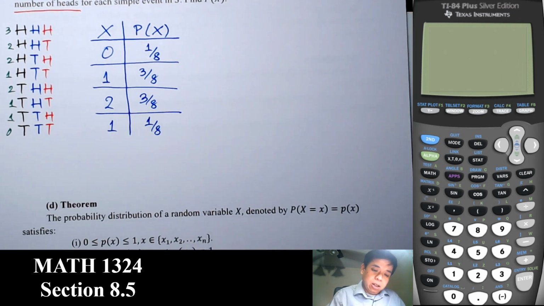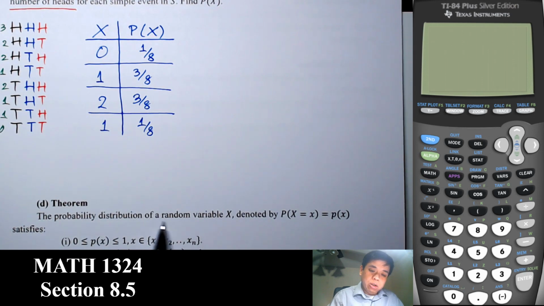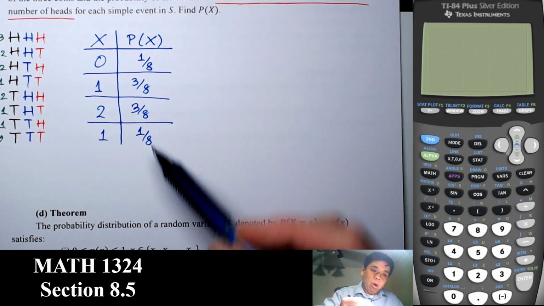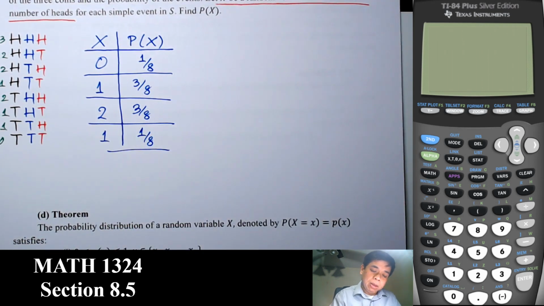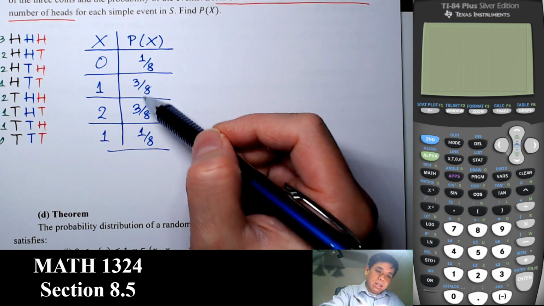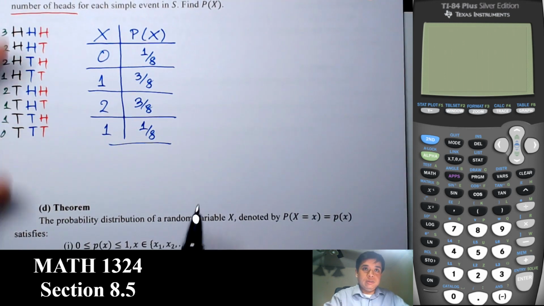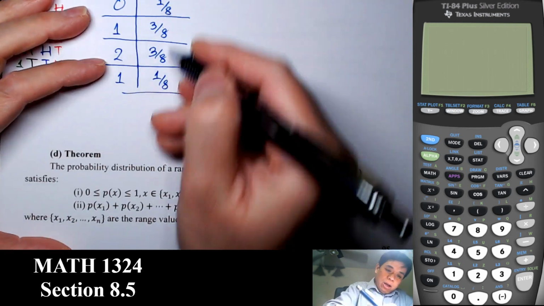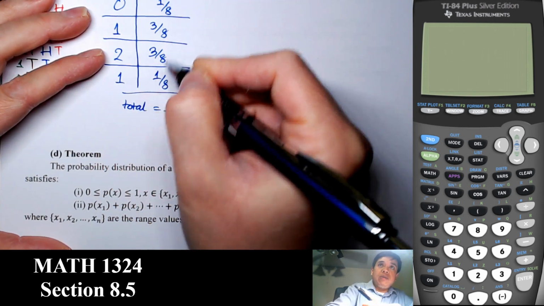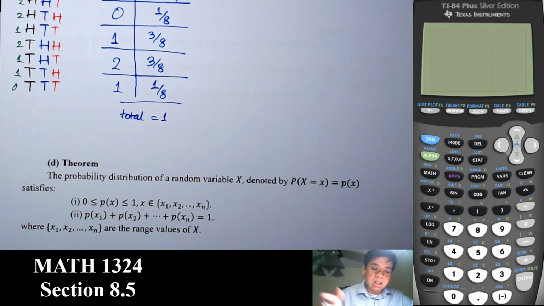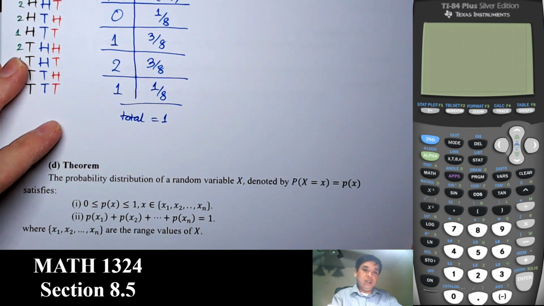Next, the probability distribution of random variable x must satisfy that the sum of all the probabilities equals 1. So if you add all of this up, it is equal to 1. And each one of these is between 0 and 1. So again, they have to add up to 1, and each one of them has to be between 0 and 1. So yes, this one is a probability distribution.